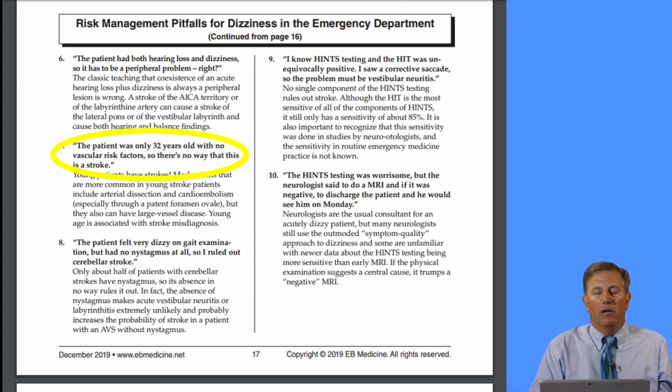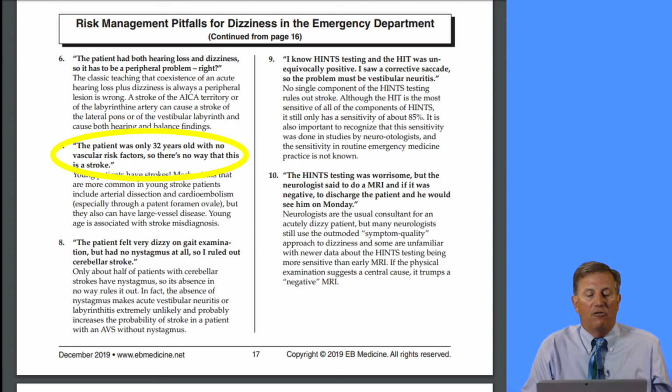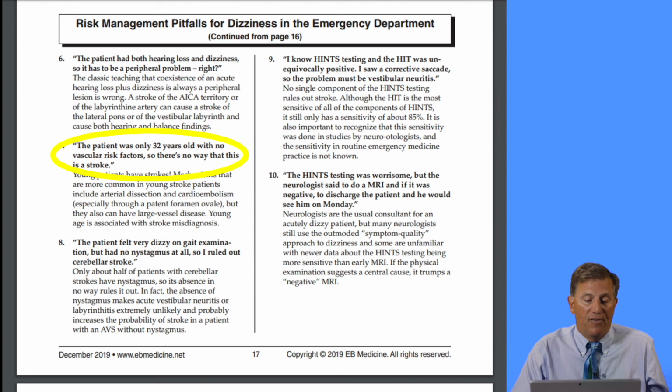Number seven is my favorite. The patient was only 32 years old with no vascular risk factors, so there's no way that this is a stroke or posterior circulation event. Recall I mentioned colleagues have seen patients who are young who end up having posterior circulation events within a short period of time following admission for dizziness of concern. So young age does not exclude a posterior circulation etiology. Number eight, the patient felt very dizzy on gait examination but had no nystagmus at all, so I ruled out cerebellar stroke. Remember, only half of patients with cerebellar stroke will have nystagmus, and so you cannot say that it wasn't a posterior circulation stroke due to the absence of nystagmus in the presence of dizziness.